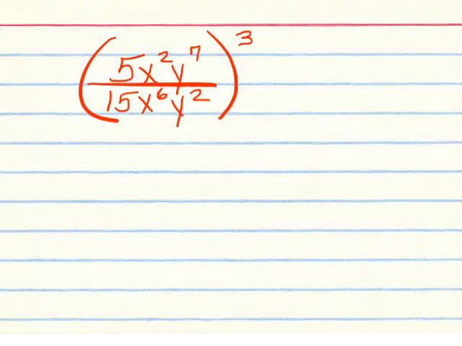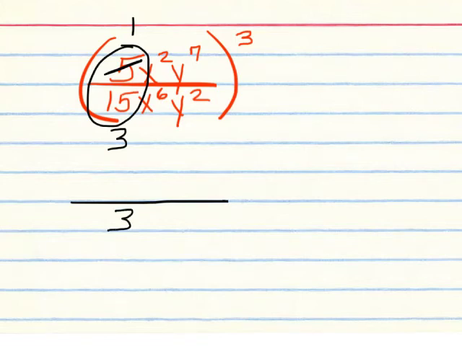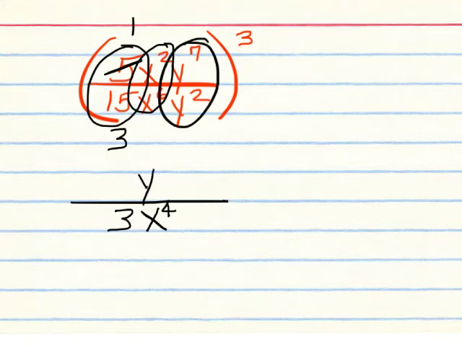The solution for the practice starts with 15 over 5, or not 15 over 5, but 5 over 15. 5 over 15 can be reduced down to 1 over 3. And put the 3 on the bottom, but leave the 1 off of the top for now. Only if you have nothing left on the top should you write a 1. And for the x's, the largest one is on the bottom. Subtract the exponents. 6 minus 2 is 4. The y's, the largest one is on top. 7 minus 2 is 5.